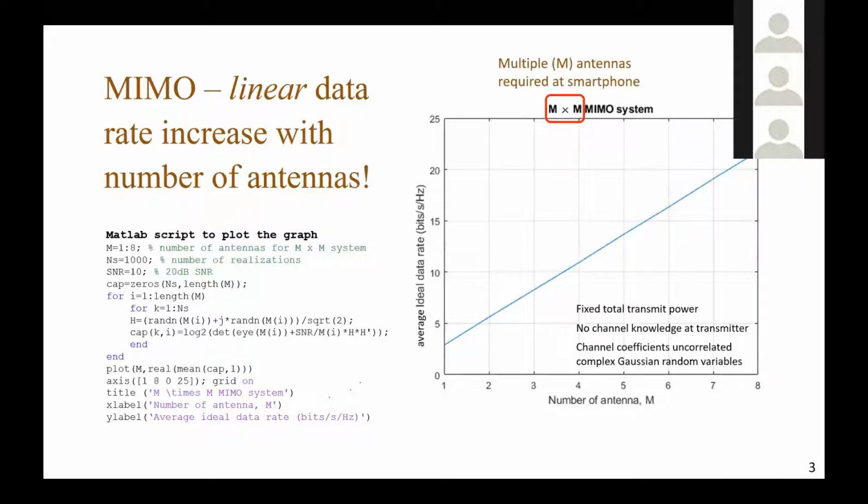But with regard to wireless communications and cellular communications, the price to pay is not only that we need to do some more processing of the signal, but a big price to pay is that you need to have multiple antennas at the smartphone at the same frequency. So previously you have multiband, for example, to have coverage at the low band and high band and so on. But now you need to have multiple antennas at each band to realize a MIMO system.